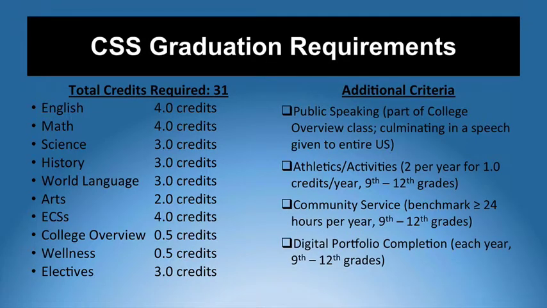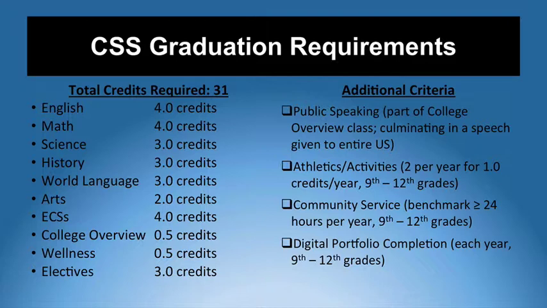In addition to the total required credits, we have some other things our students need to do as part of the college overview class. They practice public speaking, and that culminates in a speech that each student gives individually to the entire upper school. You may notice that if you add the credits up on that left column, it doesn't add to 31, it only adds to 27.